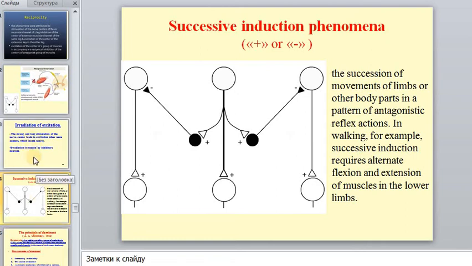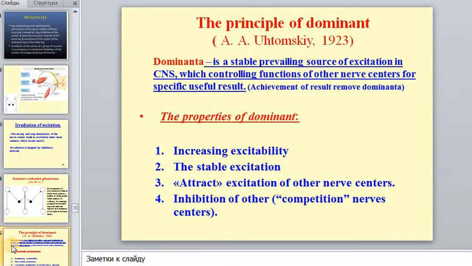And one more phenomenon, successive induction. So what we have in this case is the succession of the movements of limbs or other body parts in a pattern of antagonistic reflex action. In walking, for example, successive induction requires alternating flexion and extension of muscles in the lower limbs. And here we see the part of the spinal cord.